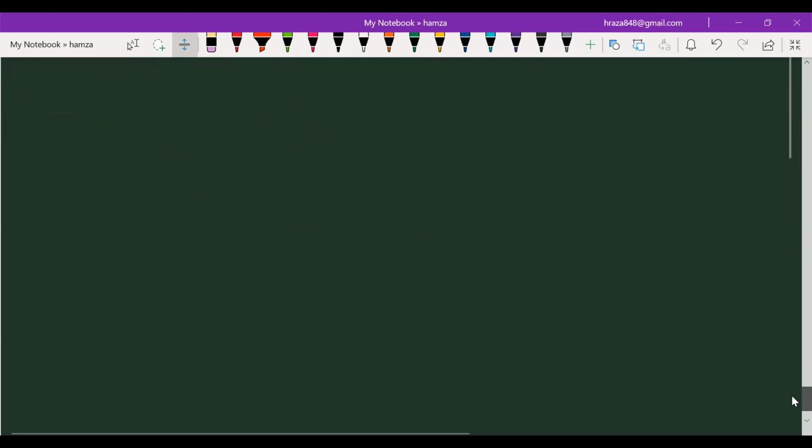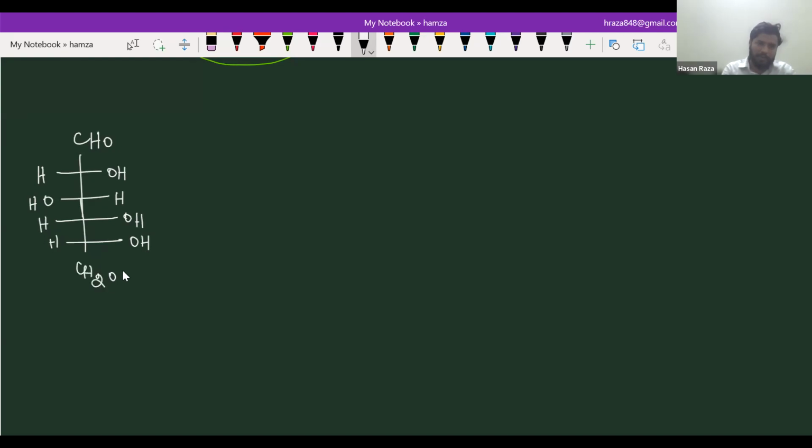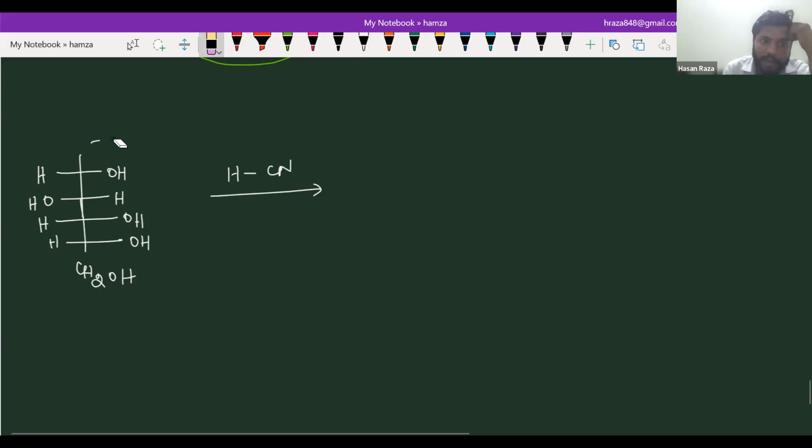Now see, you know how we are going to write the structure of glucose. This is CHO and OH on the right hand side, H on the left hand side, H on the right hand side, OH on the left hand side, and then OH on the right hand side, H on the left hand side, and then CH2OH. So if you react this glucose with HCN, you know that this OH, that means alcohol group, will not react with HCN. It will only react with aldehyde.